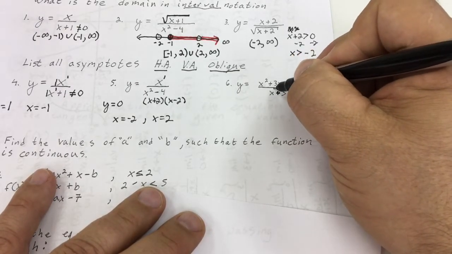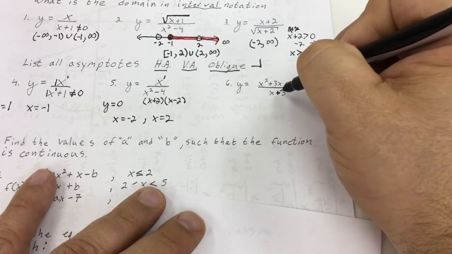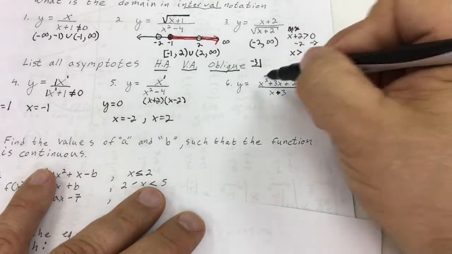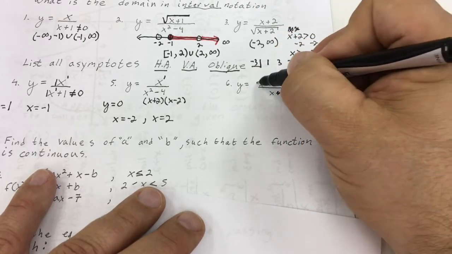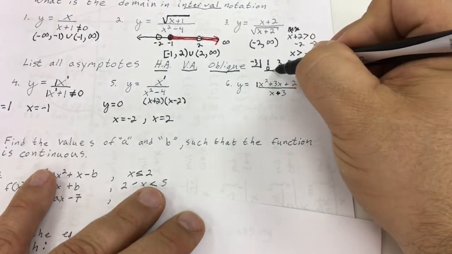Now because the degree is only 1 greater than the bottom, I can implement synthetic division. So I'm going to put a negative 3 from the bottom into the backwards box, and now I'm going to implement synthetic division. 1, 3, 2, those are the coefficients of that polynomial on top. I put a 0 there, some people just drop the 1.